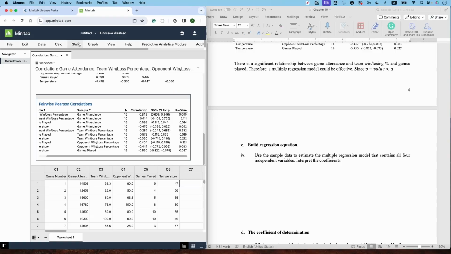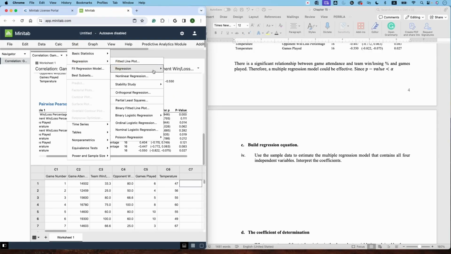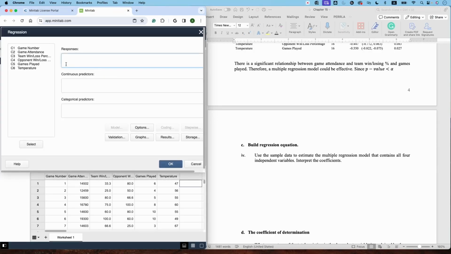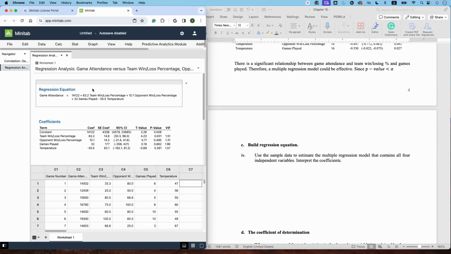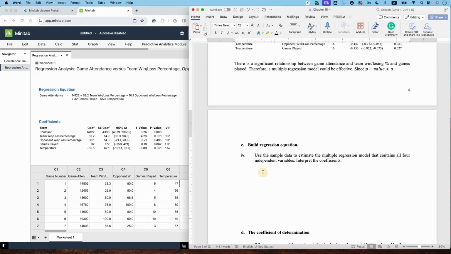As we did before, we go to Stat, Regression, Fit Regression Model. What is the response variable? The game attendance. All of the other variables are continuous predictors, but remember, nothing to do with the game number. I'm going to go with the expanded output. So this is my regression equation, my estimated or predicted game attendance.